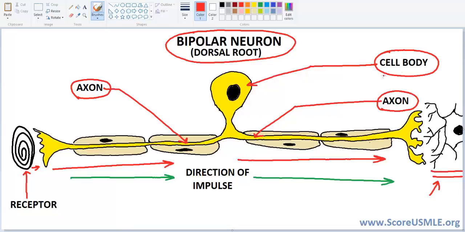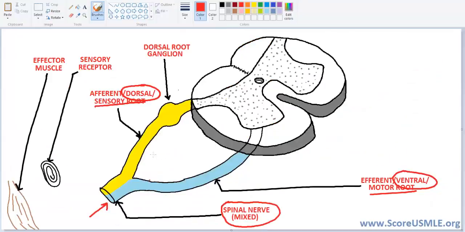Now you also see there's this wobbly head-shaped cell body of this bipolar neuron. It is the collection of these cell bodies of the bipolar neurons that accumulate together to form this dorsal root ganglion. You see there's a swelling right there. That happens because of the collection of the nerve cell bodies of the bipolar neurons.